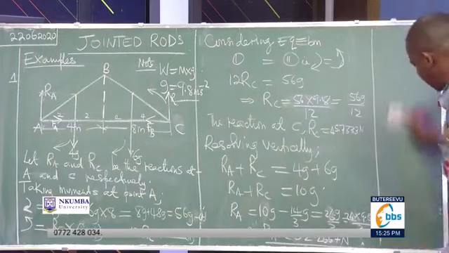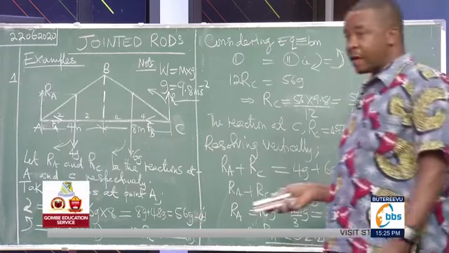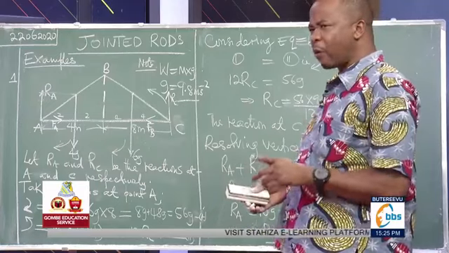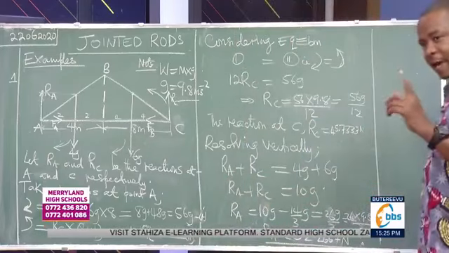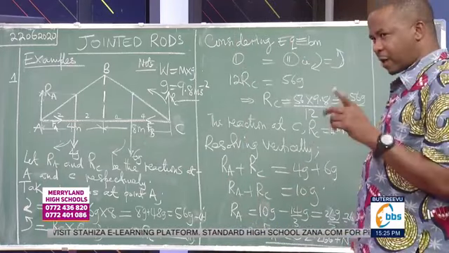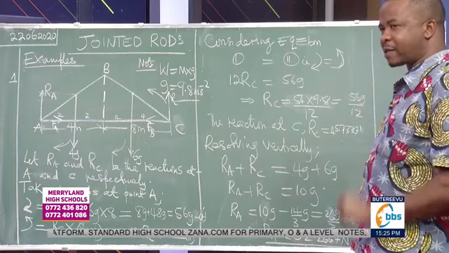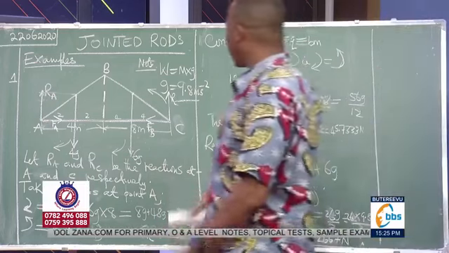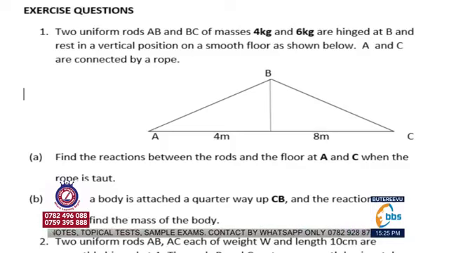Let us quickly capture this, and remember that for part B, they are saying another body is now attached a quarter way above CB, and the reactions are equal. For the second part, they are telling us the reactions are equal, and they want us to find the mass of the body.